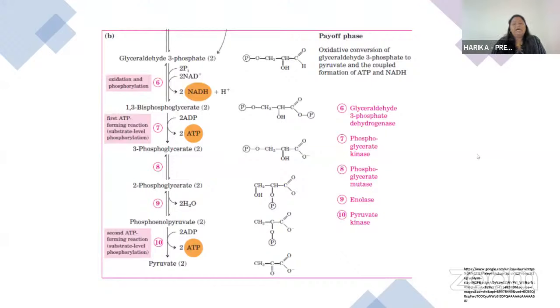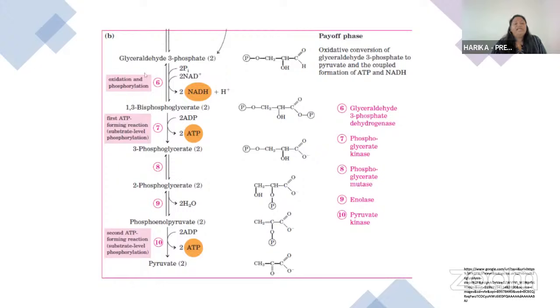So next comes our payoff phase. Here, payoff phase indicates that whatever compounds are released in your preparatory phase are ultimately being used in our payoff phase. So what happens here? Oxidative conversion of glyceraldehyde 3-phosphate to pyruvate is occurring, producing ATP and NADH.